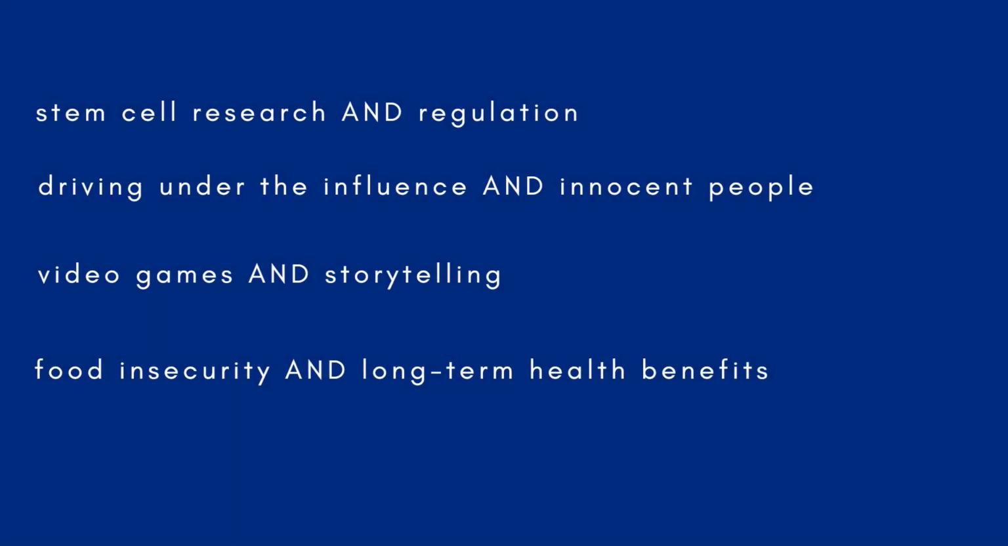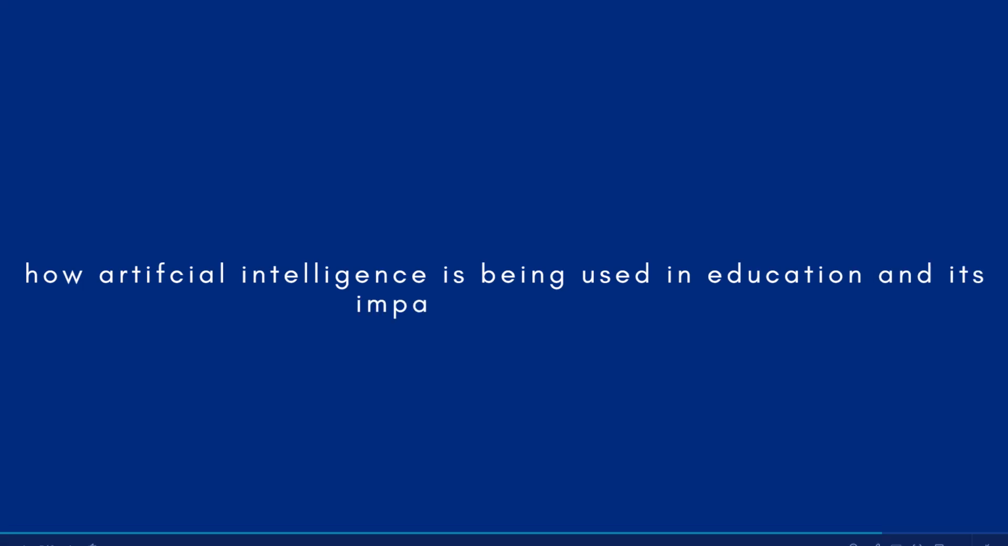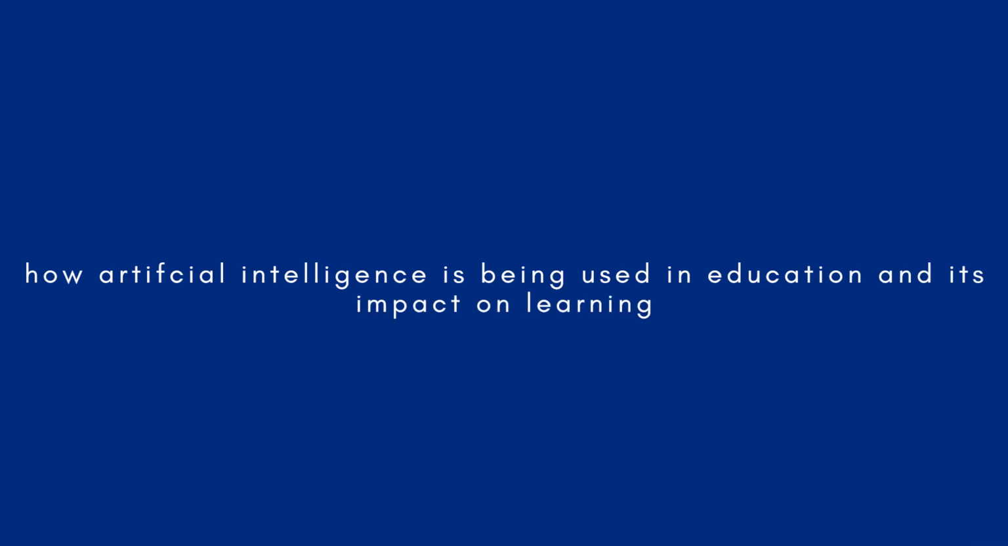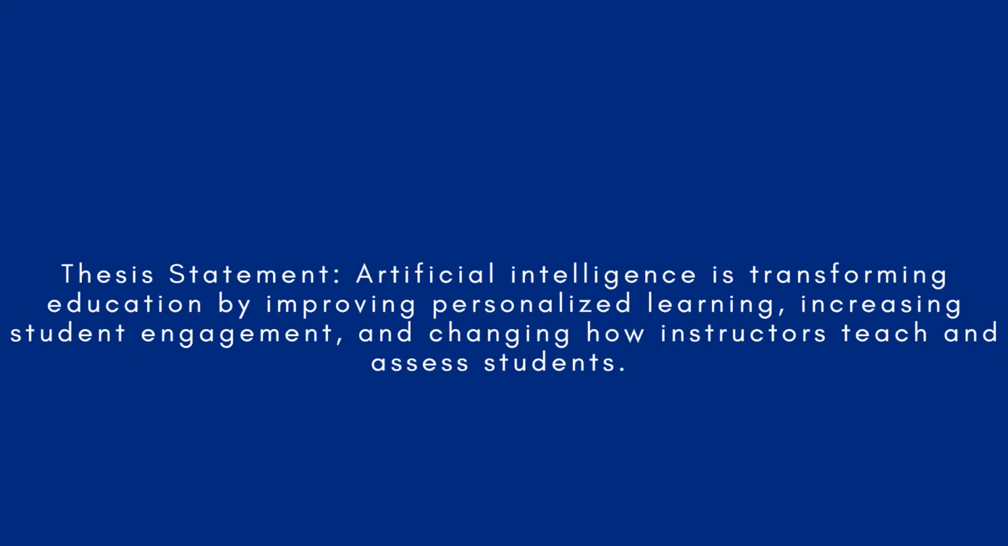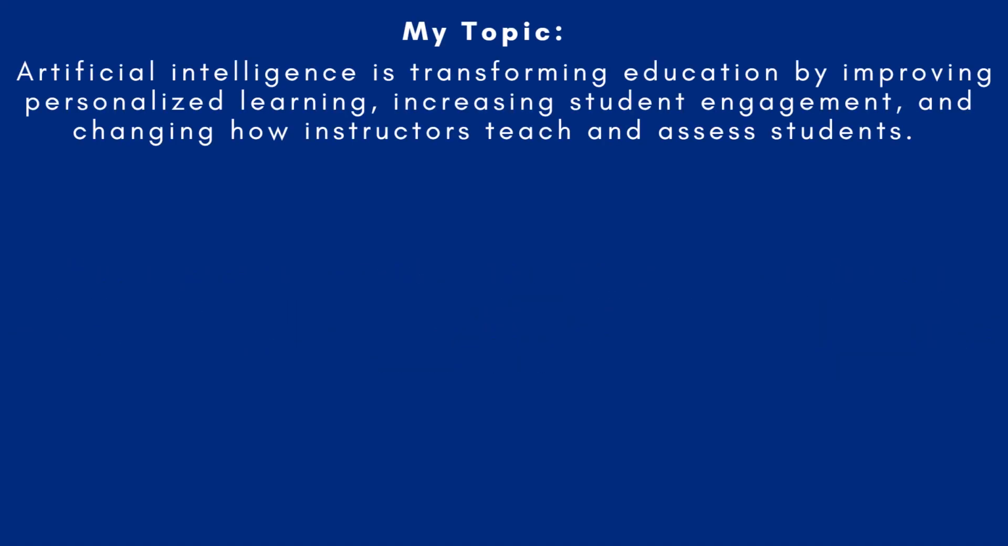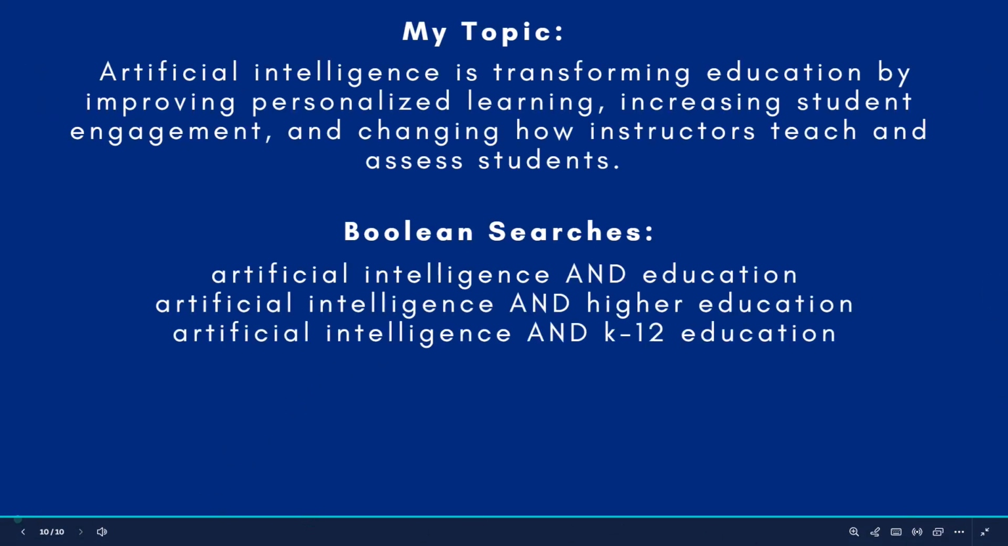Before I start searching, I want to briefly introduce my topic. I am researching how artificial intelligence is being used in education and its impact on learning. My specific thesis statement is, artificial intelligence is transforming education by improving personalized learning, increasing student engagement, and changing how instructors teach and assess students. To find strong, relevant sources, it is important to use effective keyword strategies, which is why tools like Boolean operators are so useful when searching databases like Gale Power Search.